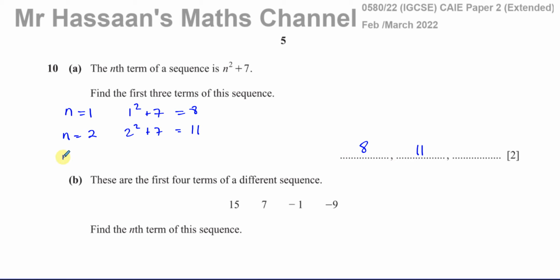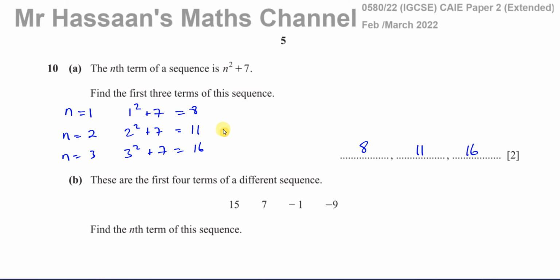And then the third term is going to be when you put n equals 3. So here you're going to have 3 squared plus 7, which is going to be 9 plus 7, which is 16. Okay, is that right? Yeah, 16. So there we have the sequence. The first three terms generated, pretty simple. Just replace the n with the numbers 1, 2, and 3 to find the first three terms.